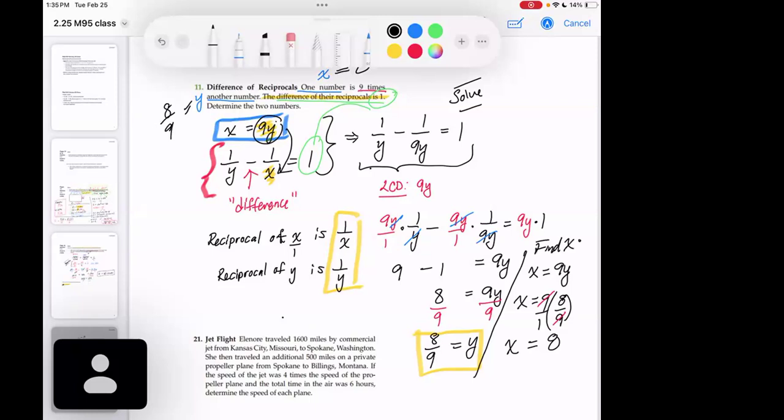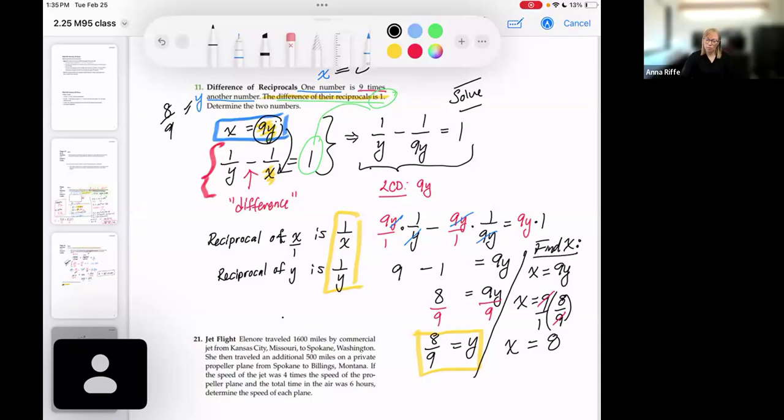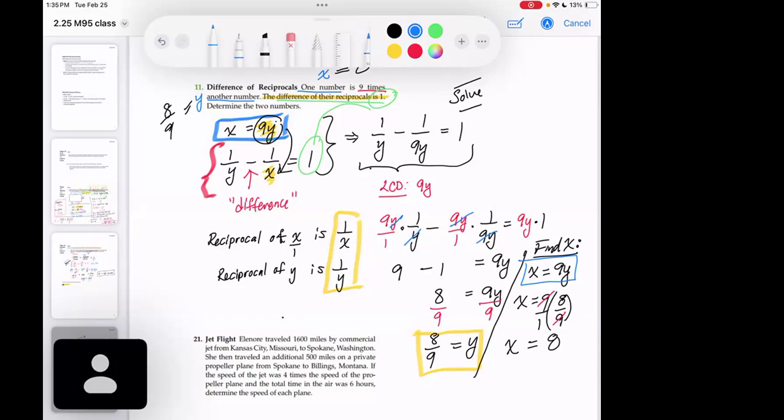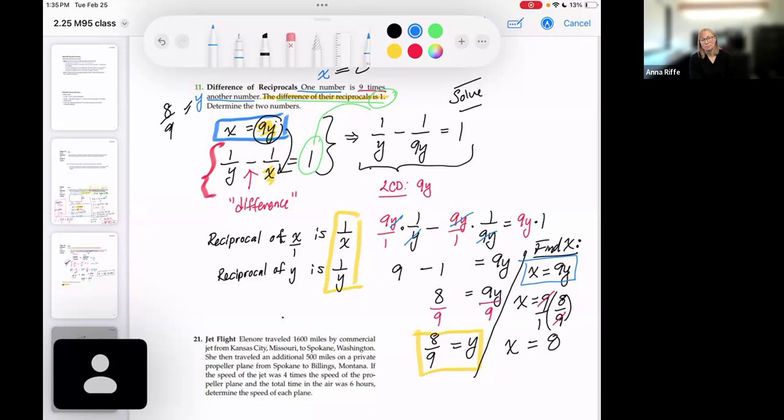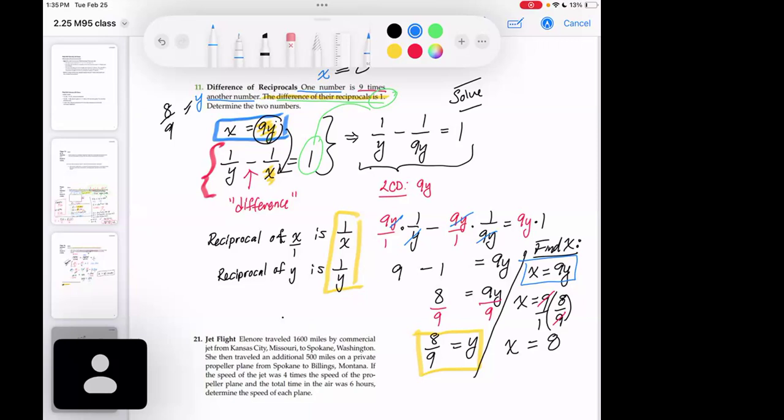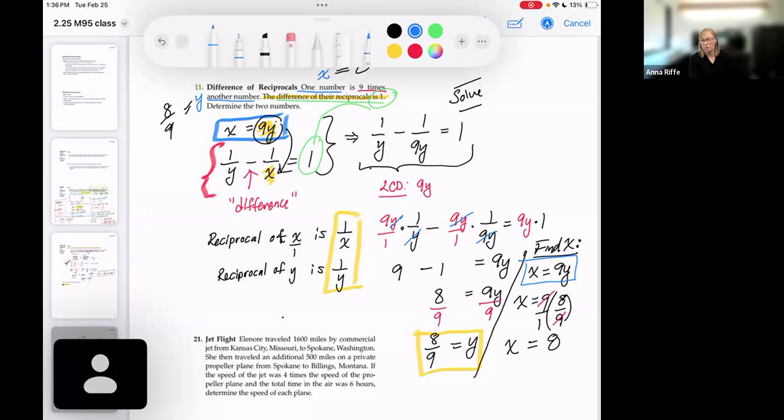So in order to do that, I can use what we said originally, that x was equal to 9y, because one number is 9 times another number, to determine what my second number x is. So I can substitute what I know about y, and that gives me x. Okay, I see what you did. And then you checked it. That's the check. I haven't checked it yet. I was just finding that second piece of information.